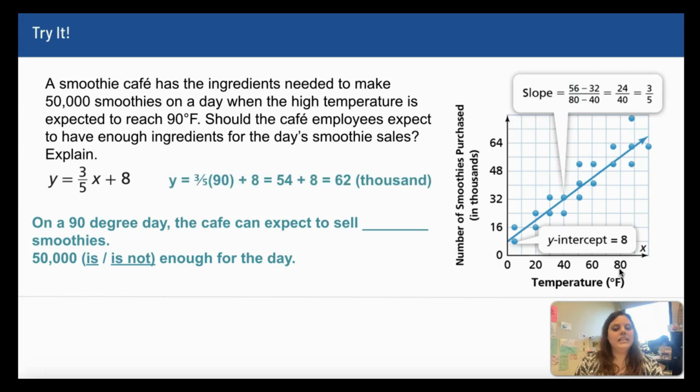So we're going to plug in 90 for x. 3/5 times 90 is 54, plus 8 is 62,000. So on a 90-degree day, the cafe can expect to sell 62,000 smoothies. In other words, 50,000 is not enough for this day.